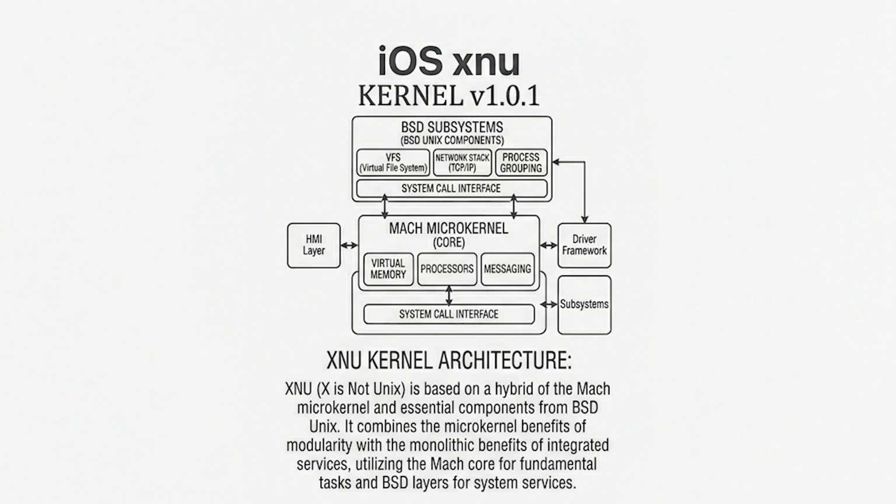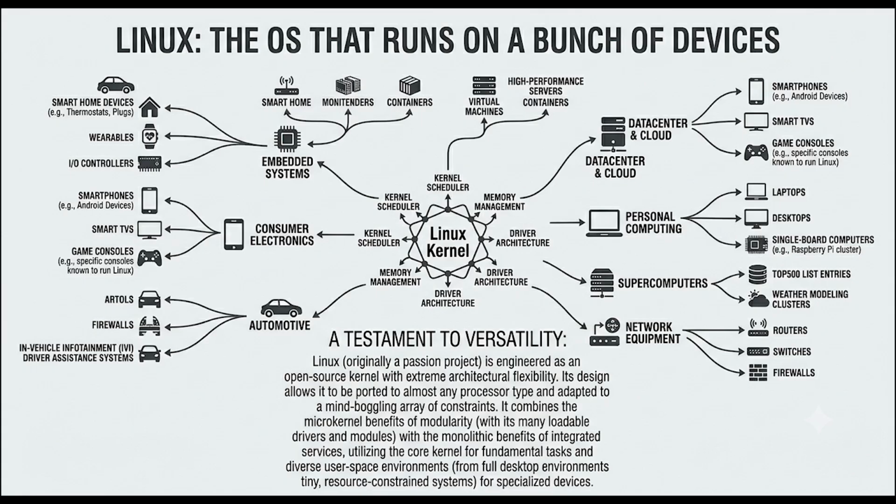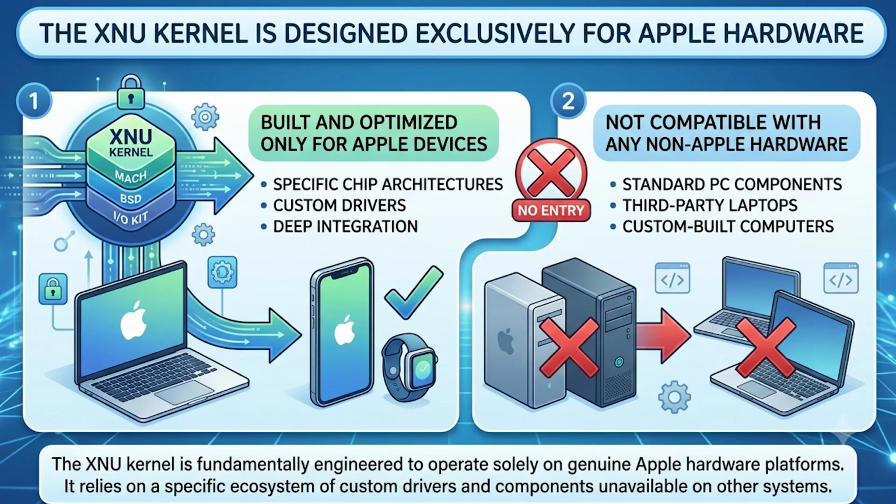What does this actually mean for you? Well, the Linux kernel in Android is designed for maximum flexibility. It can run on thousands of different hardware configurations, which is why you can get Android phones that cost $100 or $1,500. But that flexibility comes with trade-offs. The XNU kernel in iOS is designed for exactly one thing: running Apple hardware. This tight integration is why iPhones often feel more responsive, even with less RAM and slower processors on paper.